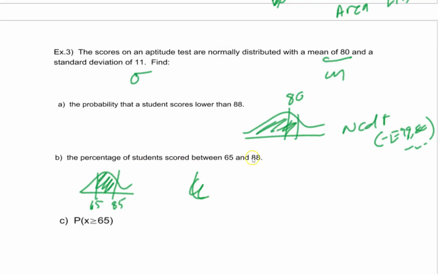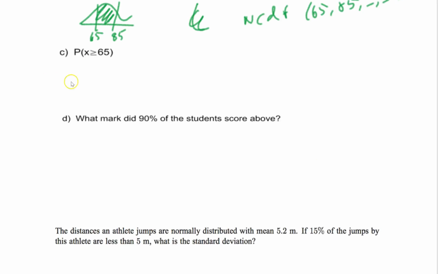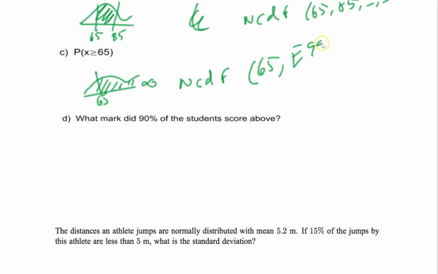Again, in between, right? I don't have a percentage, so normal CDF, 65 to 85, mean and standard deviation. Greater than 65. Draw it. Here's 65. I'm on greater than. So normal CDF. Lower bound 65. Upper bound infinity, we don't have that, so E99. Mean and standard deviation. Then the next one.